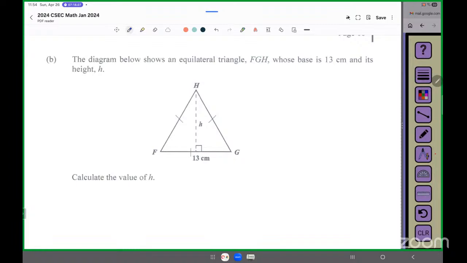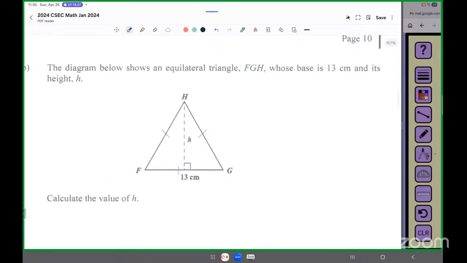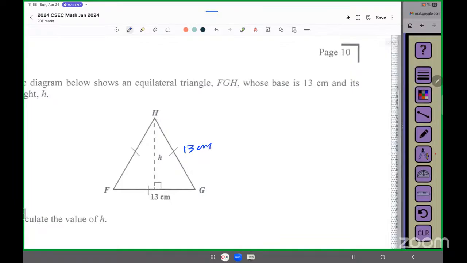So the base is 13 centimeters. The full length across here is 13 centimeters. It says calculate the height. So the base is 13 and equilateral means that all the sides are equal. All the sides are 13 centimeters. But what we can do is divide it and put a right angle triangle on it like this.